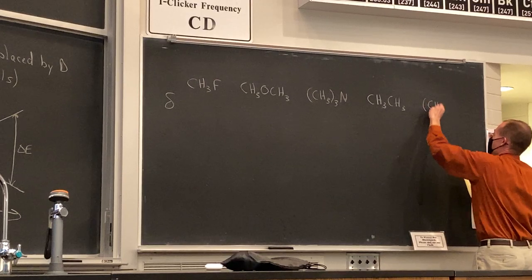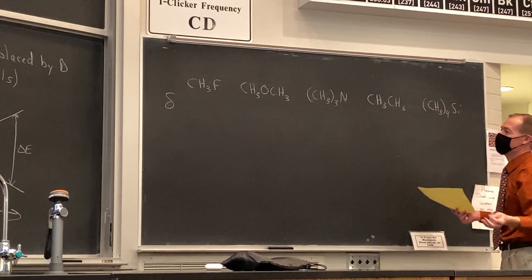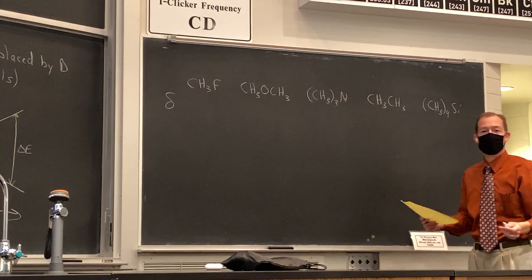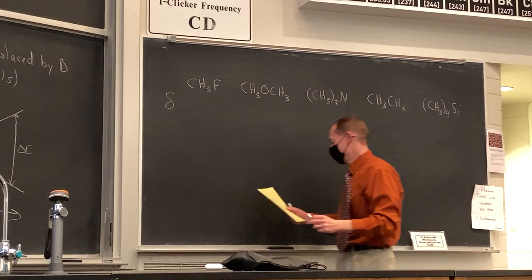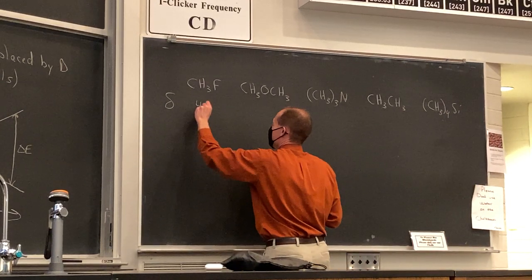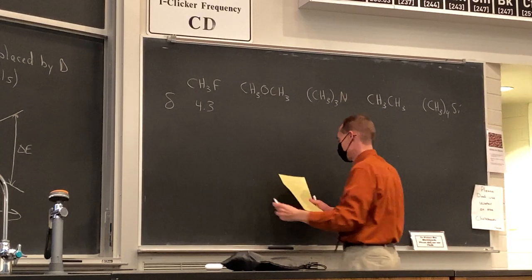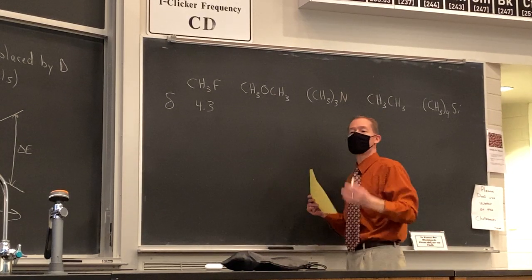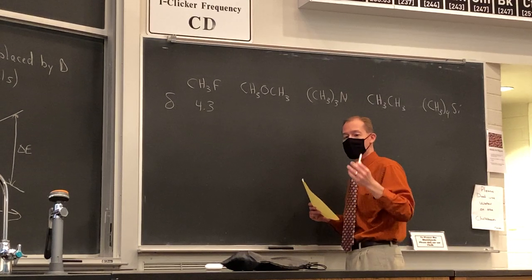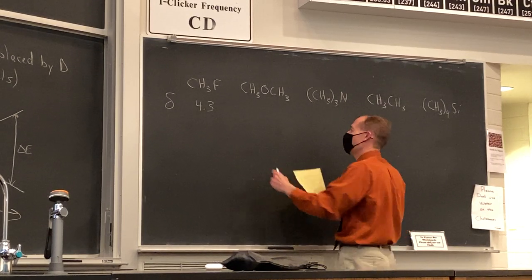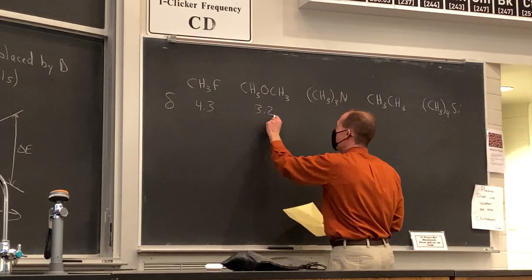And then we have tetramethylsilane, or TMS, which is the reference compound for NMR spectroscopy. So the chemical shift of the methyl groups in fluoromethane is 4.3 ppm. Oxygen is less electronegative than fluorine, de-shielding the methyl groups less than the fluorine would. So the chemical shift in this case is 3.2 ppm.